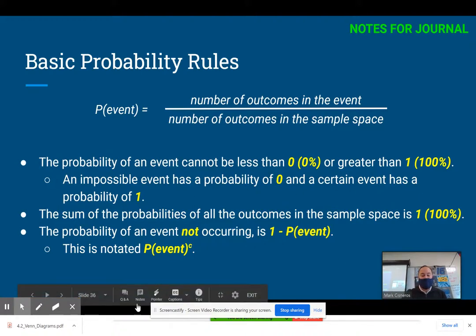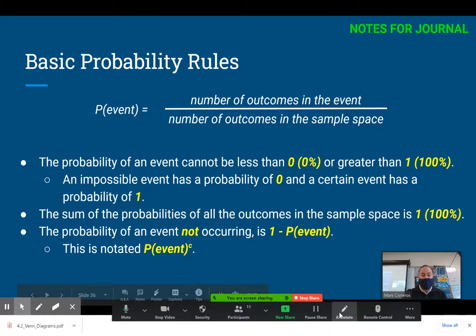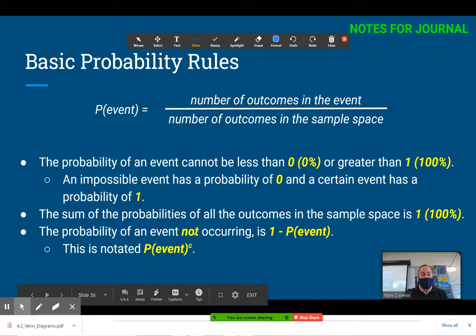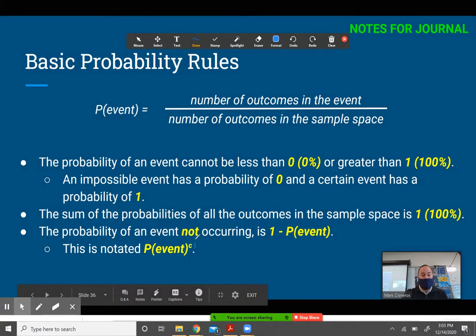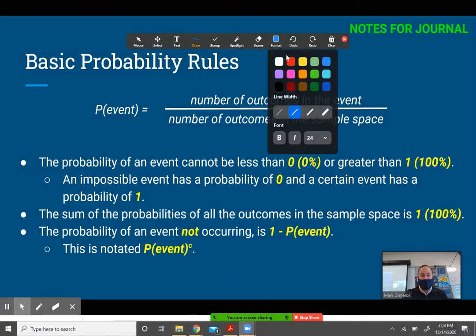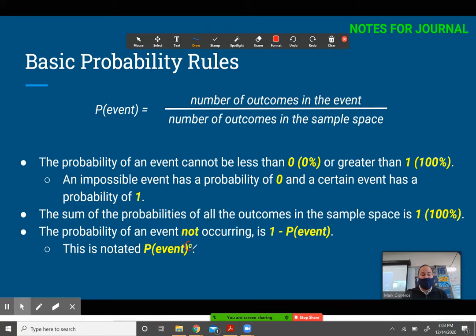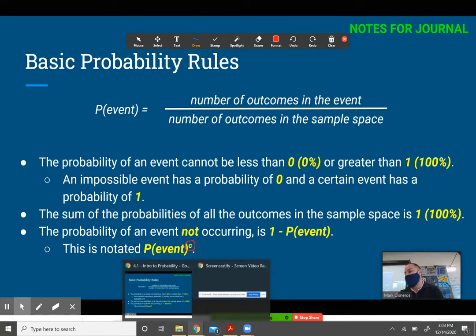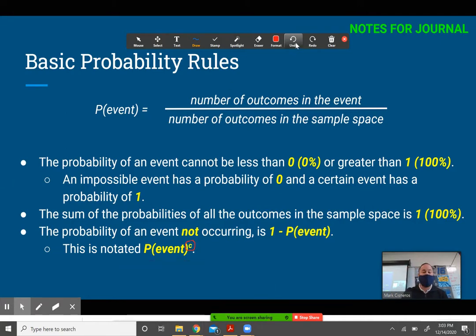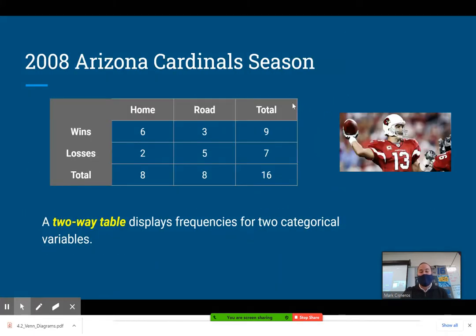The new thing you might not have seen yet, I'm going to hide this, is this C right here. Let me use a different color. The C stands for the complement of an event, meaning it's the probability of something not happening. Keep that in the back of your mind as we go through the new things today. Did anybody have any problems with the two-way tables?